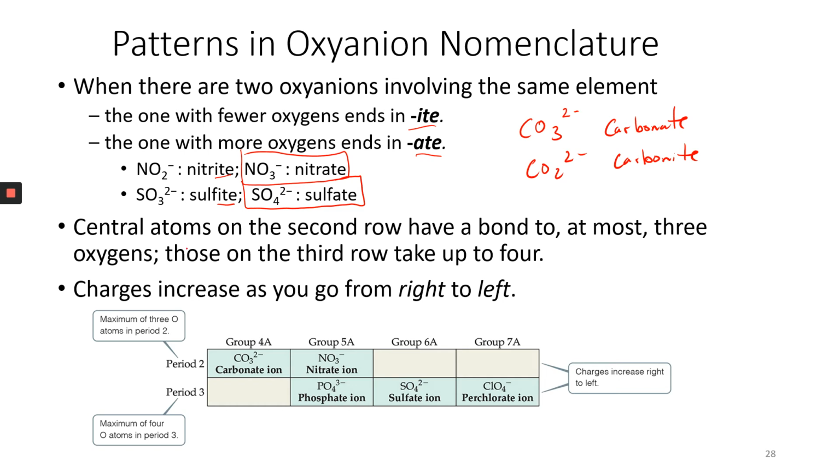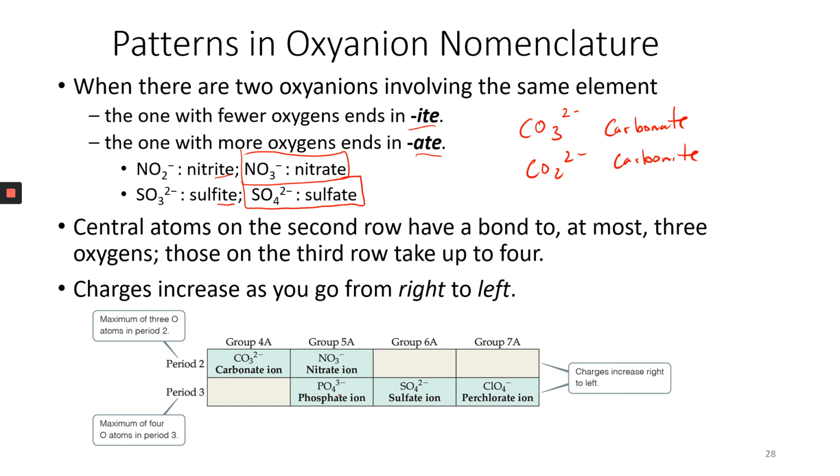Then your book had this little pattern to help you remember polyatomics. It says the center atoms on the second row of the periodic table have a bond to at most 3 oxygens. So this would be your second row of the periodic table. Your carbon bonds to 3 oxygens, and your nitrogen bonds to 3 oxygens, and that is your polyatomic that ends in ATE. Then it says your charge increases as you go from right to left. So notice this charge is -1, and then it increases to a -2.